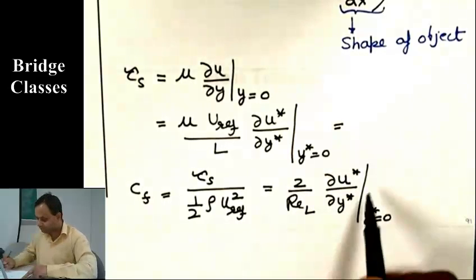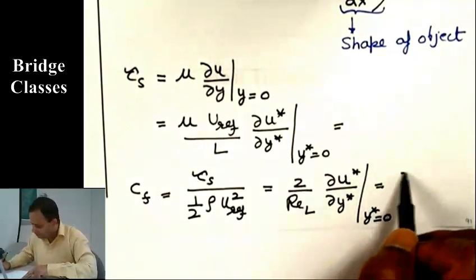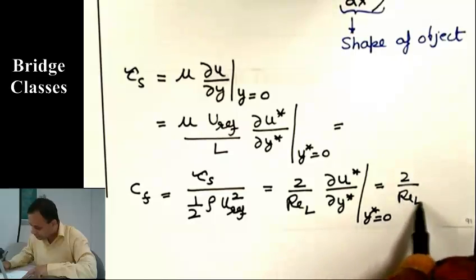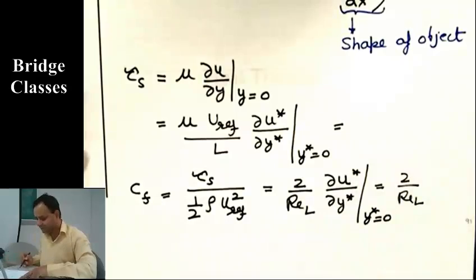Okay. And we can write this as twice over Reynolds number. Now see, this del u star over del y star at y star equals 0.